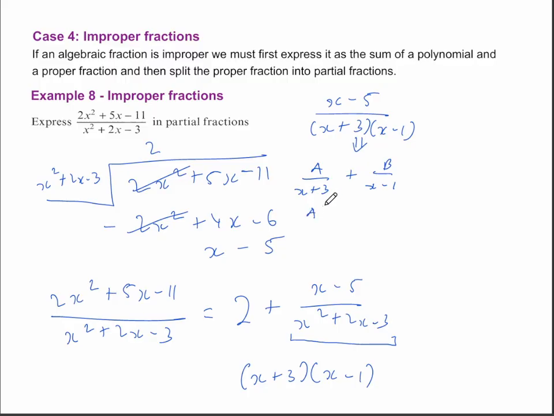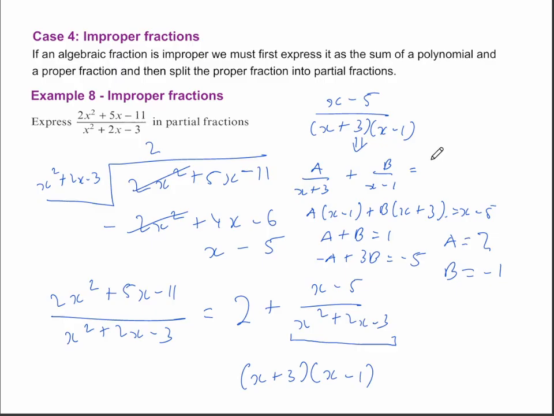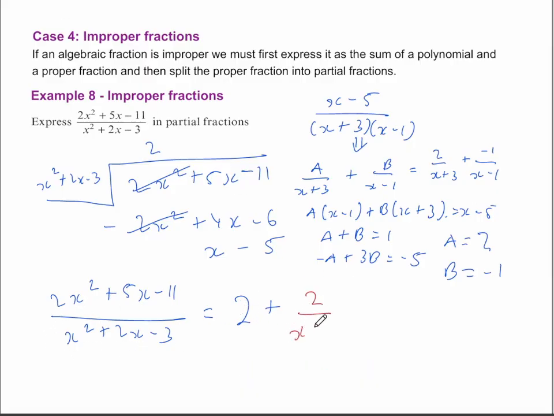Then skipping a few steps, we have a times x minus 1 plus b times x plus 3 is equal to x minus 5. Therefore, a plus b equals 1 from the x's, and negative a plus 3b equals -5. From here, we get that a is equal to 2 and b is equal to -1. So this will end up becoming 2 over x plus 3 plus -1 over x minus 1. So then basically this fraction ends up becoming 2 plus 2 over x plus 3 plus -1 over x minus 1. And that is it for this example.